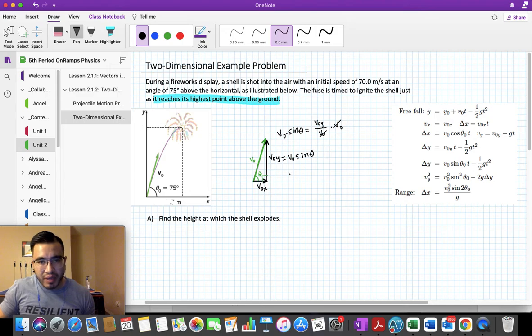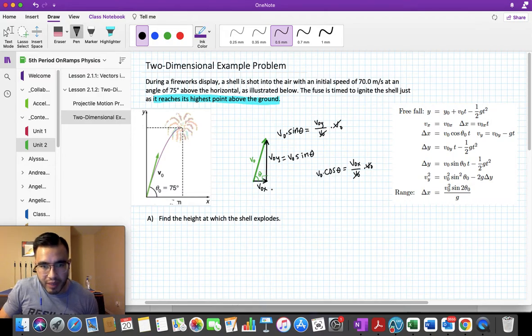And we can do the same thing here with the cosine. So let's just do it right here. Cosine of theta equals adjacent, which is v naught x, divided by v naught. That is the hypotenuse. Cancel v naught. There you go. And v naught x equals v naught times the cosine of theta.